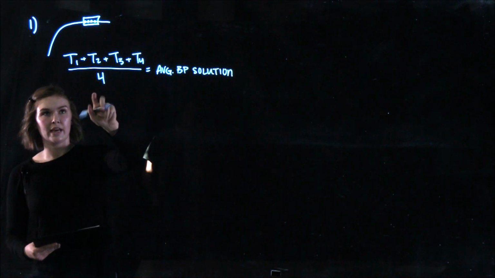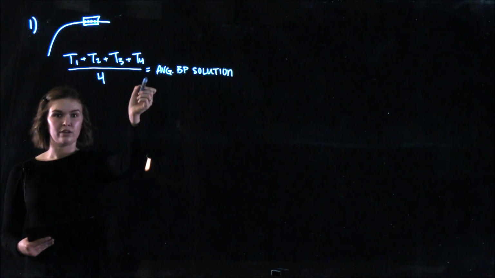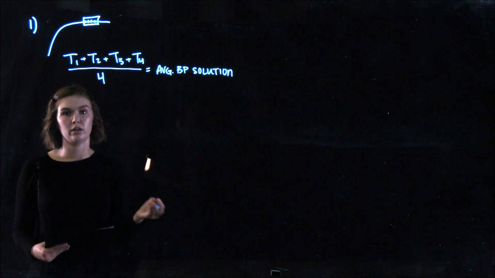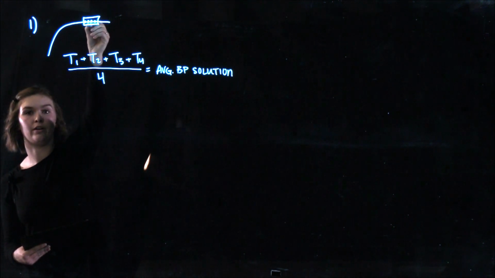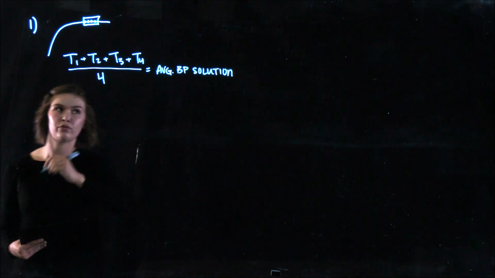So in this case I use T1, T2, T3, T4 to stand for just any generic temperature point. You're going to take your actual numerical values, add them together, and divide by 4.